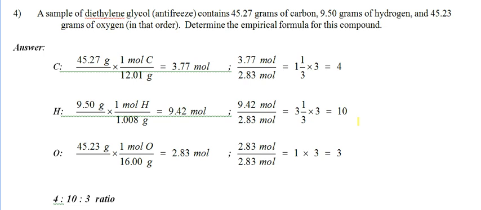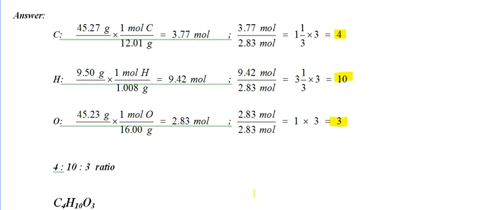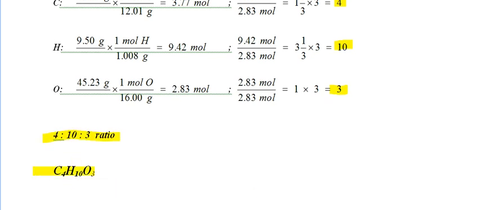And again, what we're looking for is whole numbers. But more importantly, we're looking for the smallest whole number ratio. So if I would have happened to get an 8, a 20, and a 6, I know that I can reduce that down even further. Can I reduce 4, 10, and 3 down any further and still have whole numbers? The answer is no. So my ratio for this compound is 4 to 10 to 3. So my chemical formula is C4H10O3. Okay?